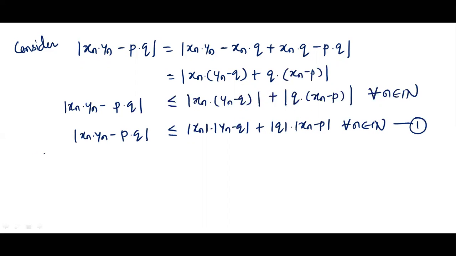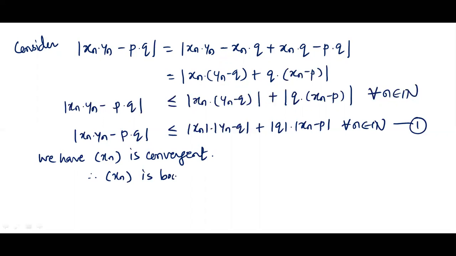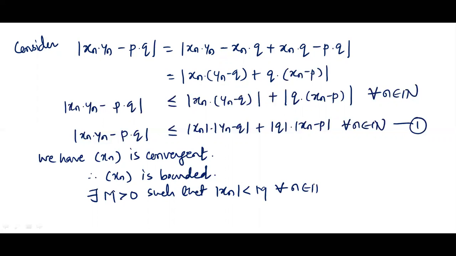See, we have xn is convergent sequence of real numbers, therefore the sequence xn is bounded, and since it is bounded, there exists a positive real number m such that mod of xn is less than m for all n belongs to n.